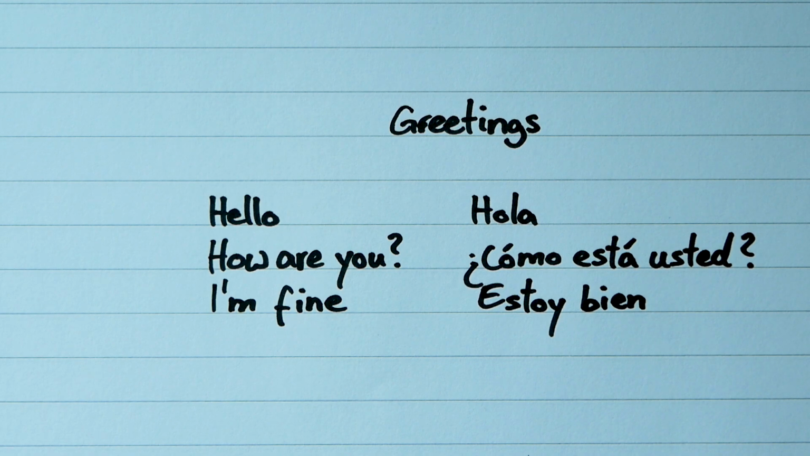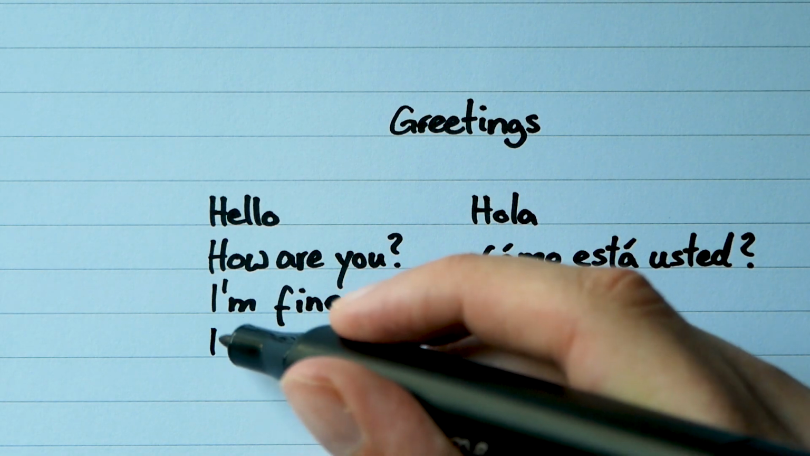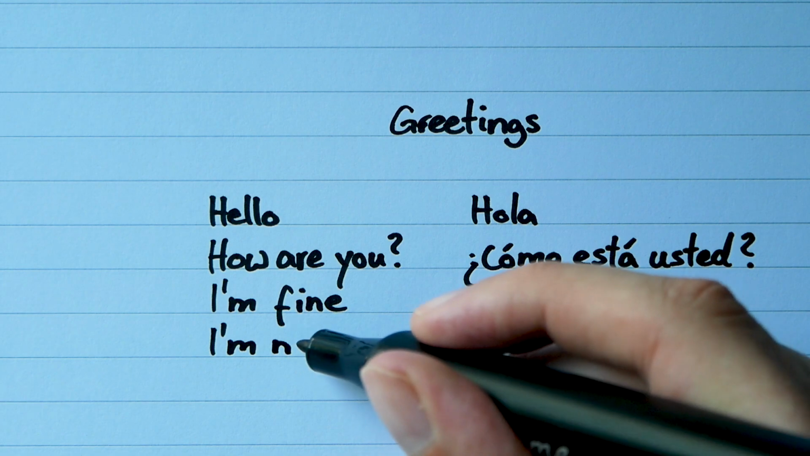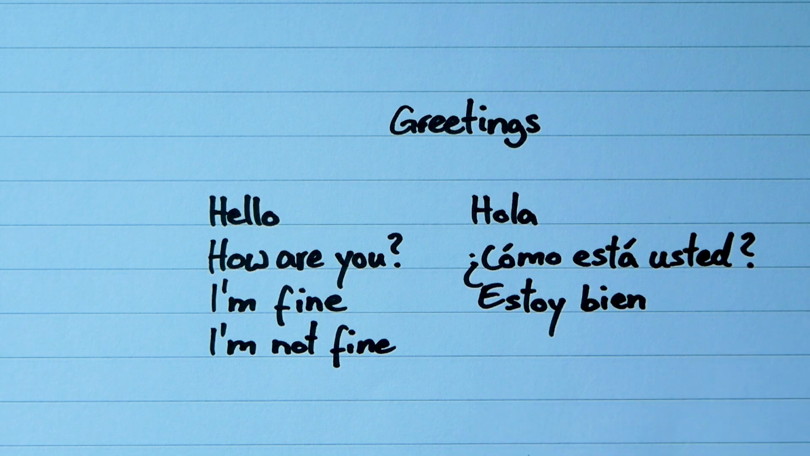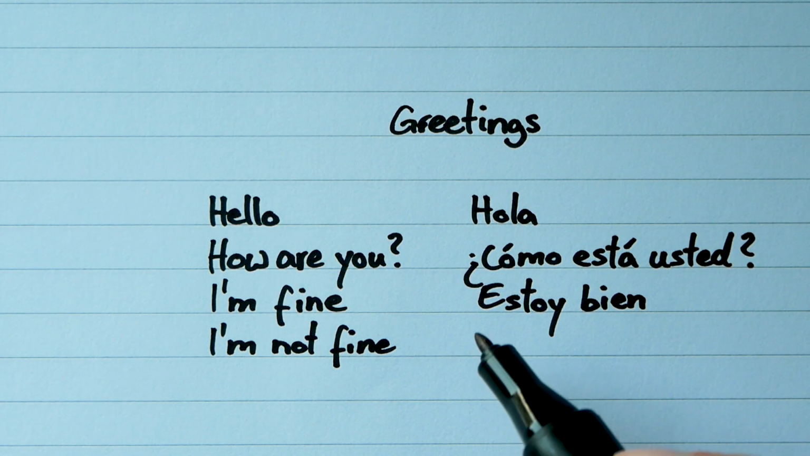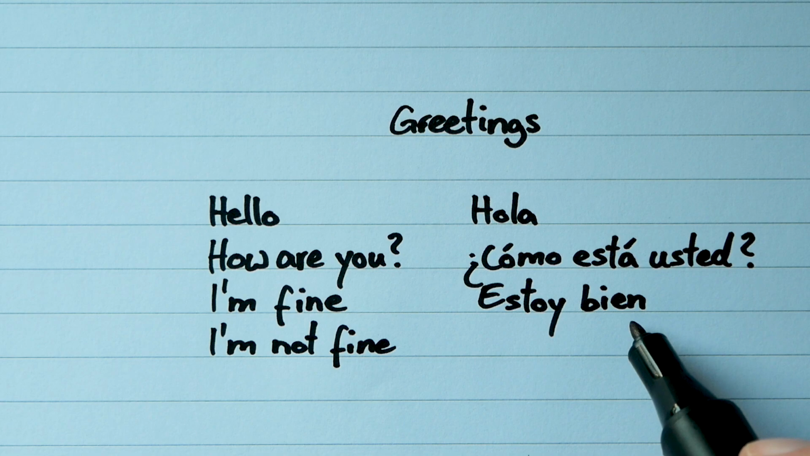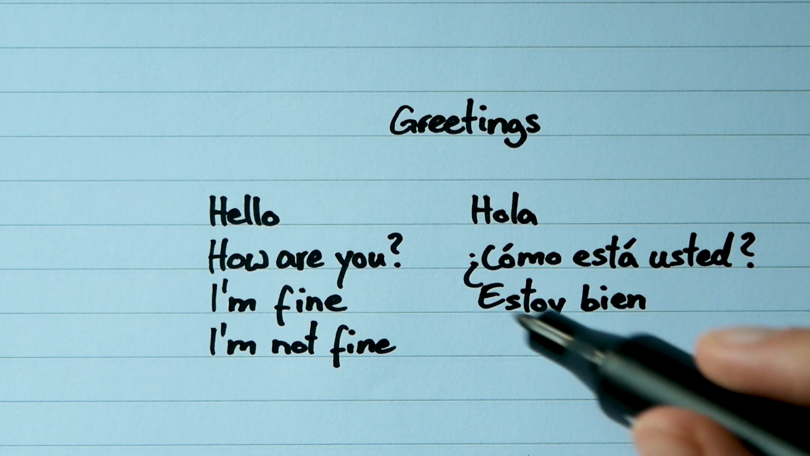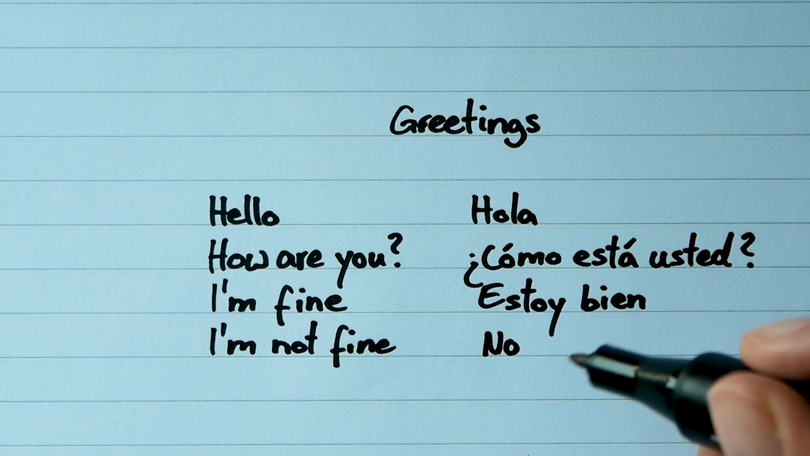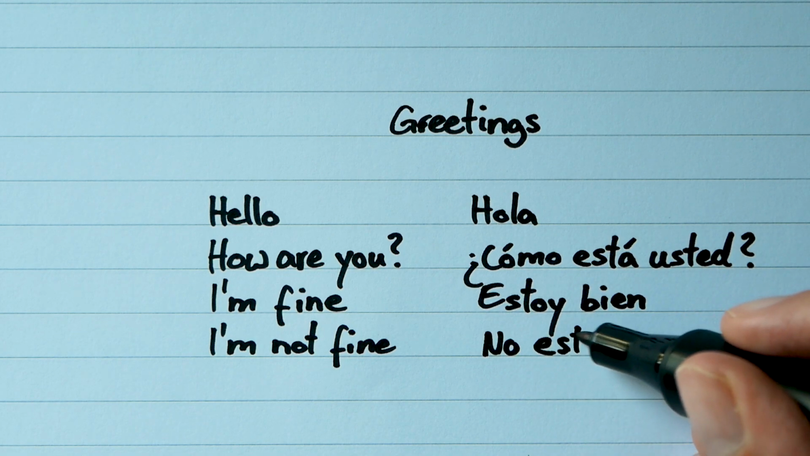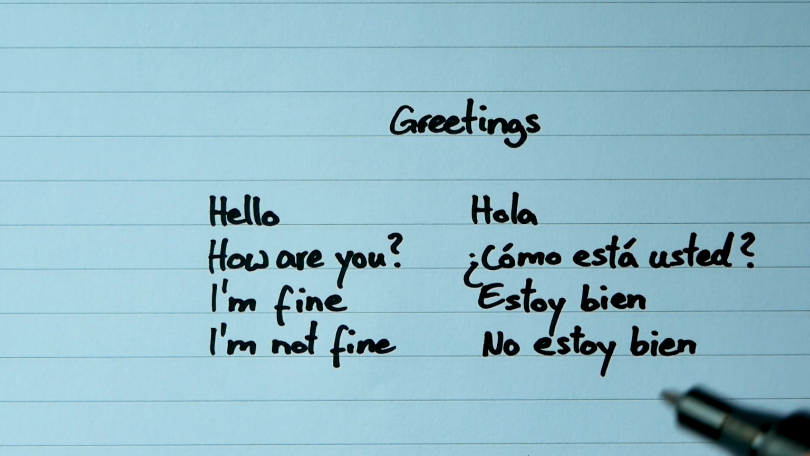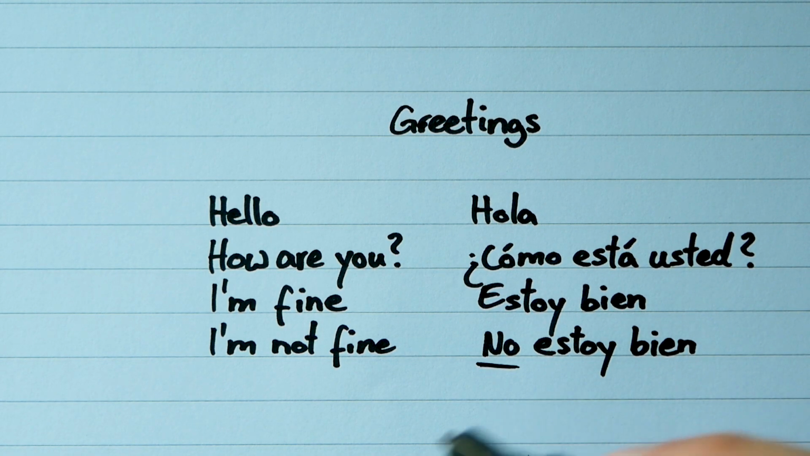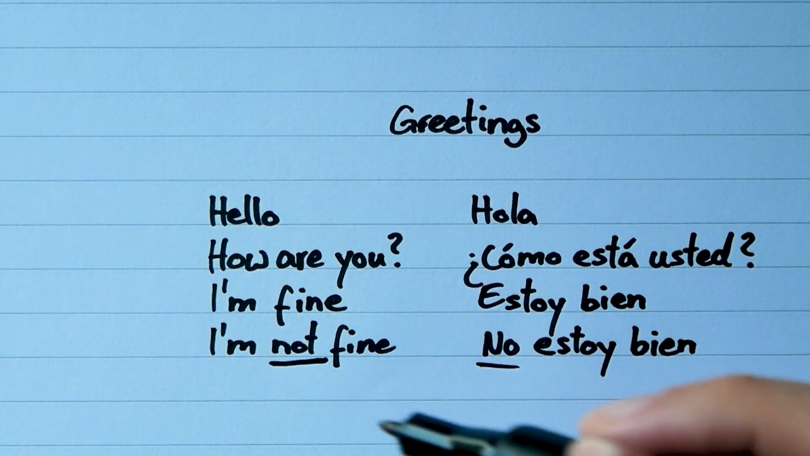The next sentence, I am not fine. You just put no in front of estoy bien. No estoy bien. No in Spanish, I am not fine.